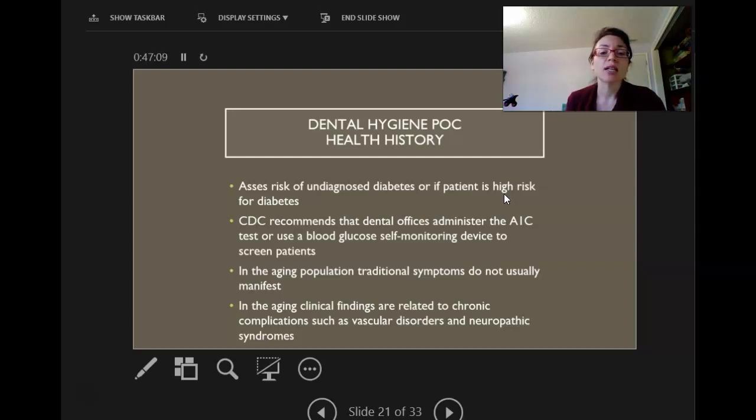CDC recommends that the dental office administers a chairside A1C or a blood glucose self-monitoring device. We have the glucose test, we don't have the A1C. In the aging population, traditional symptoms don't usually manifest, so things can look different at different stages of life. And in the aging, clinical findings are related to chronic complications such as vascular disorders and neuropathies, neuropathic syndromes.